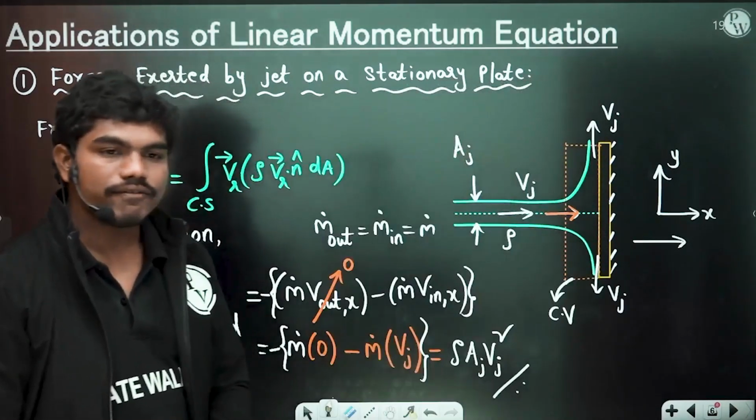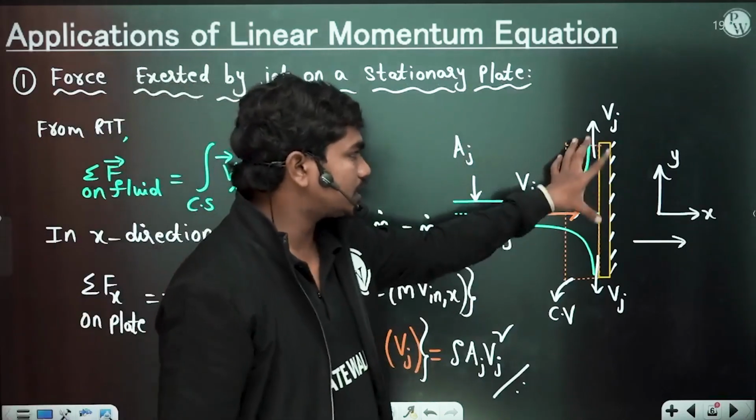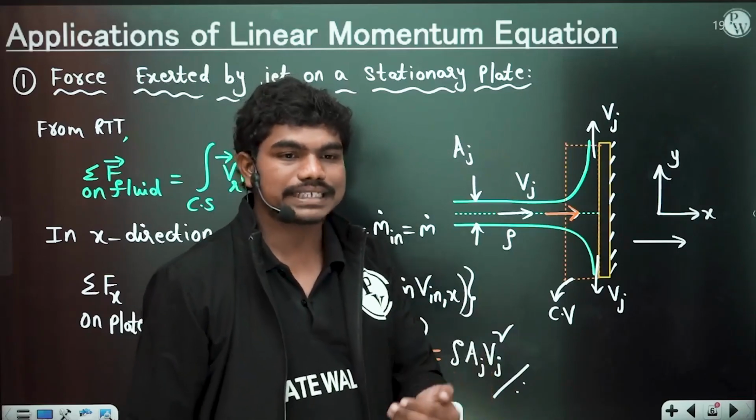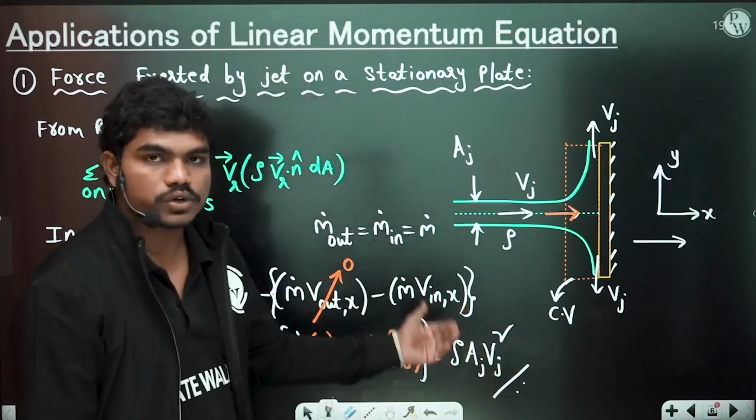So did you understand how we write this case? If a fluid jet goes and hits a stationary plate and gets deflected like this, then the net force exerted by the fluid on the plate is given by rho A into V square.